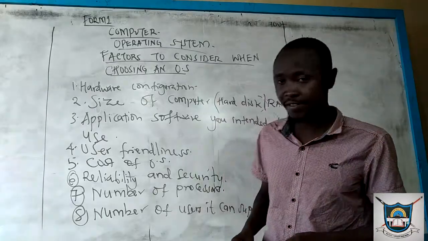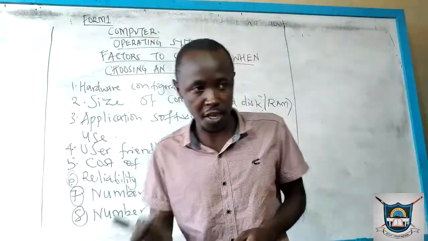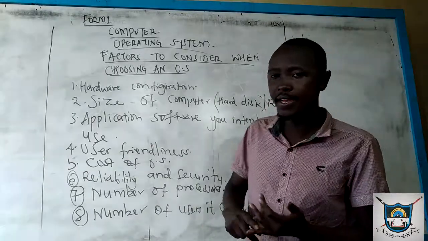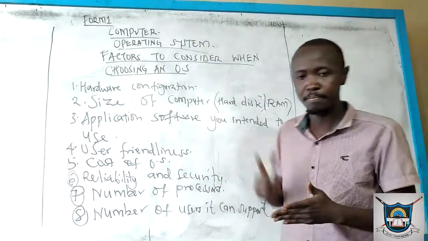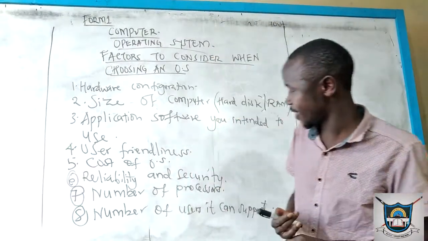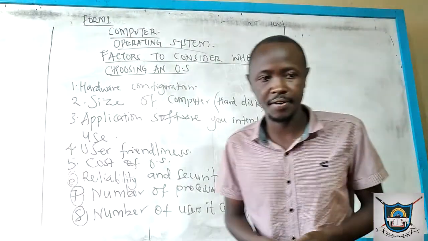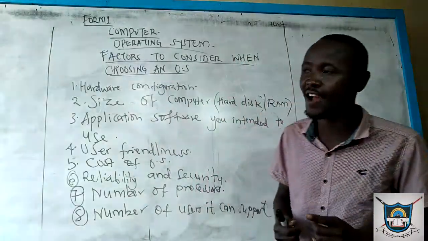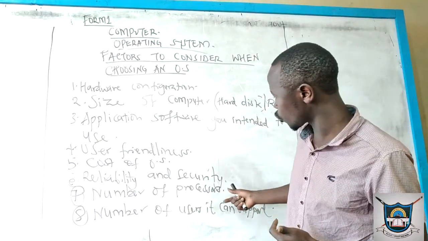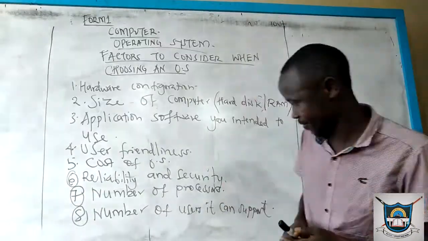We have the number of processors. When you talk of number of processors, you find that there are computers with many processors. In Form 1, the first topic, we looked at how we classified computers: mainframe, supercomputers, minicomputers, microcomputers. The mainframe and the supercomputers have more than one processor. Most computers that we are using here in school are microcomputers, and have one processor. Therefore, the operating system that you are selecting should be compatible with your processors or the CPU.